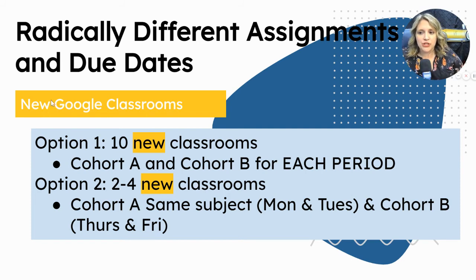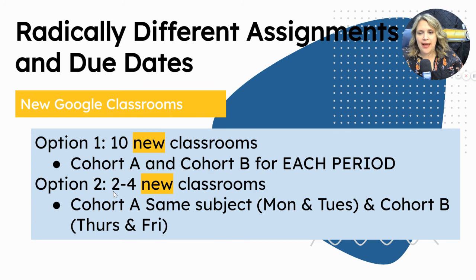If you're going to do it this way, you make one class that becomes your template, and then you would copy it multiple times. If you are making a new class for each cohort in each period, you'd have 10 new Google Classrooms that you created. The other way I've heard people wanting to set it up is that they kept cohort A in the one that has already been designed. They made a copy of it for cohort B. That's another option.